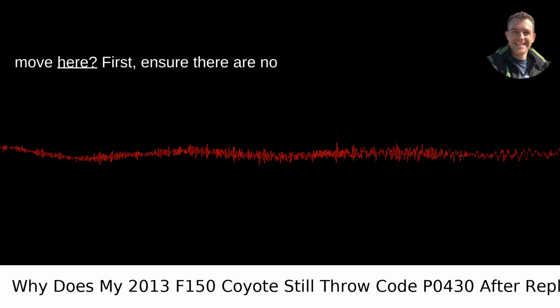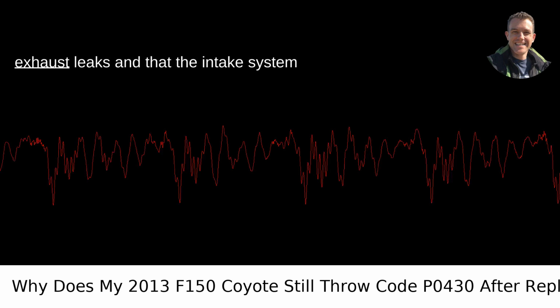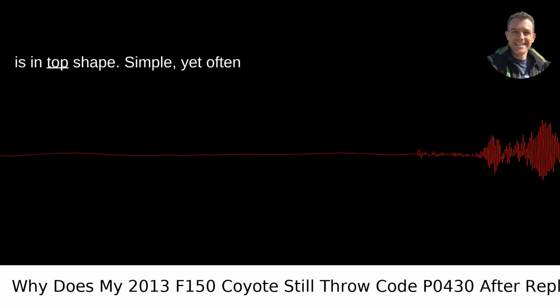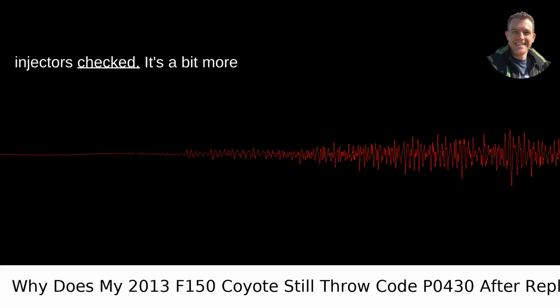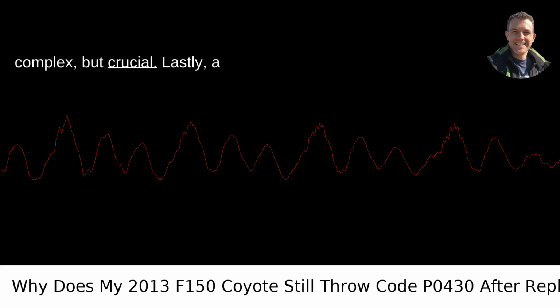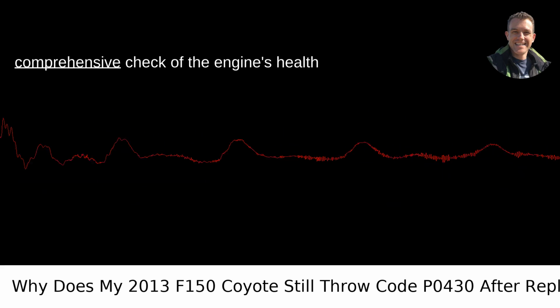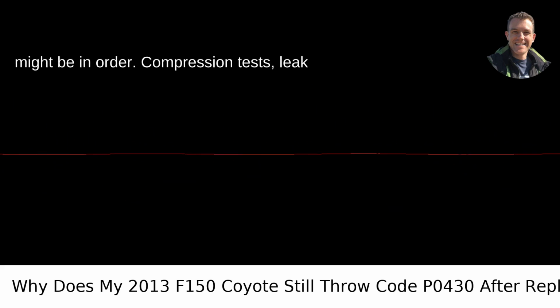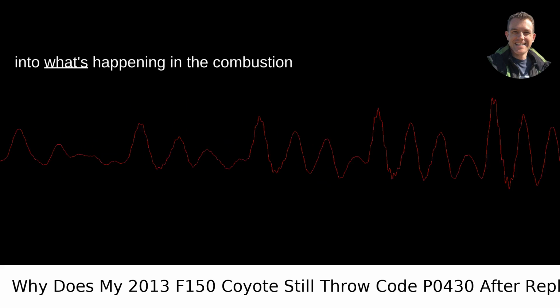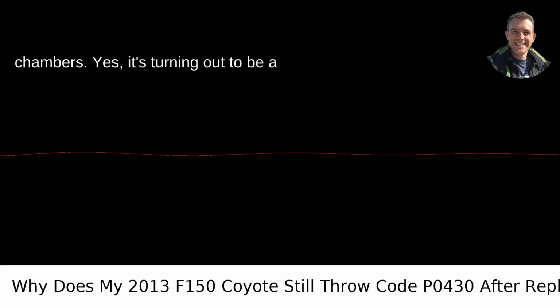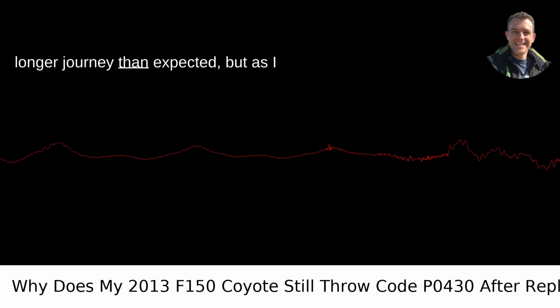So what's the smart move here? First, ensure there are no exhaust leaks and that the intake system is in top shape. Simple, yet often overlooked. Next, have those fuel injectors checked. It's a bit more complex, but crucial. Lastly, a comprehensive check of the engine's health might be in order. Compression tests, leak-down tests, they can all provide insights into what's happening in the combustion chambers. Yes, it's turning out to be a longer journey than expected.